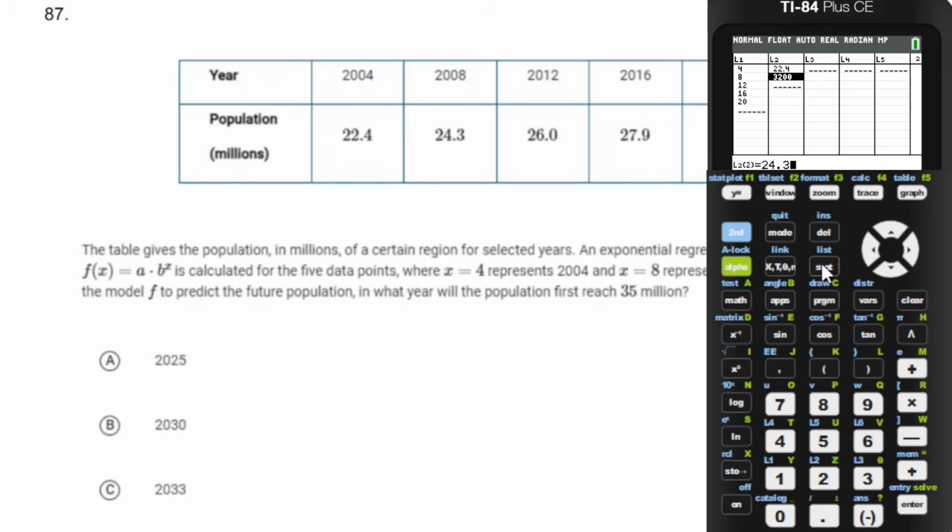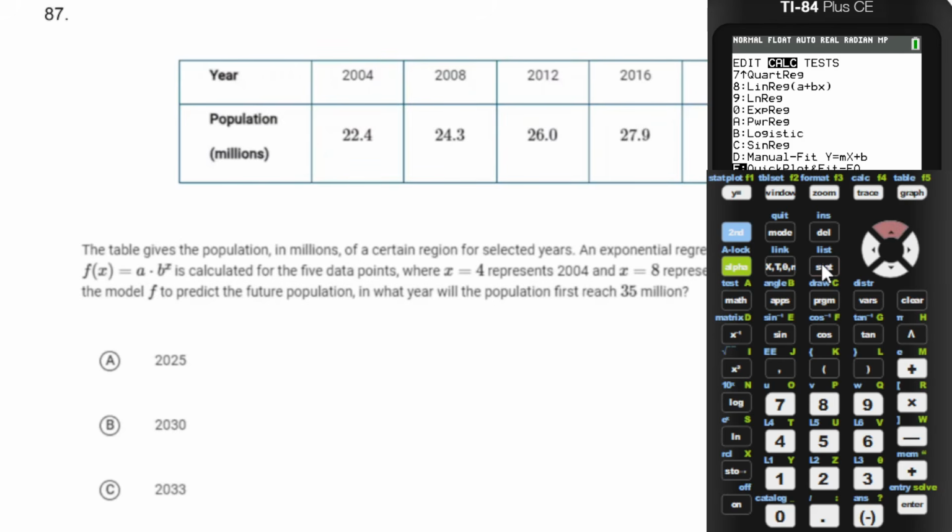And 22.4, 24.3, 26.0, 27.9, and 29.2. We're going to do that exponential regression and store that in y1, because we're going to need to graph this and find out where it reached a population of 35 million. So we're going to be interested in where this thing hits 35.